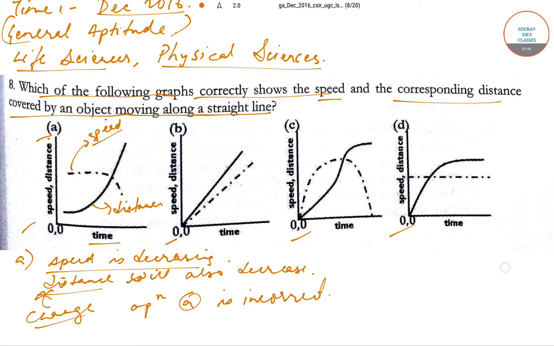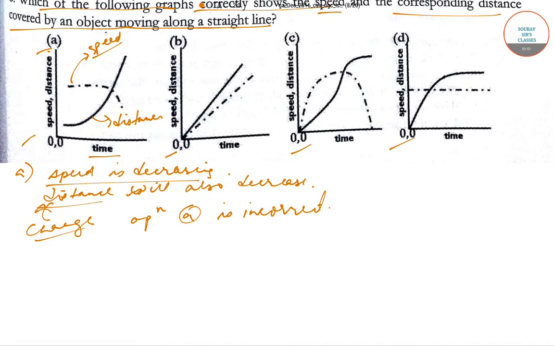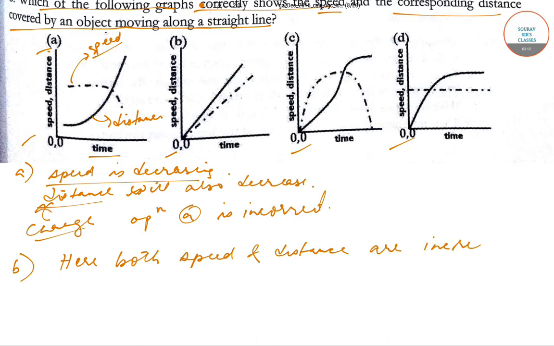Now let's move on to option B. In option B, here you can see that with time speed is also increasing and distance is also increasing. But both are straight lines. Here both speed and distance are increasing with time.